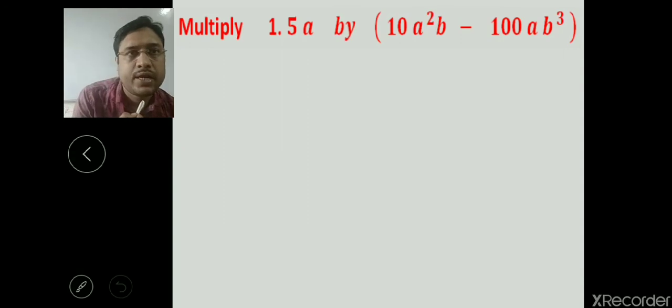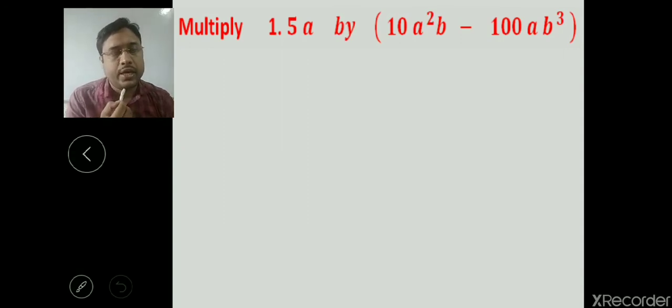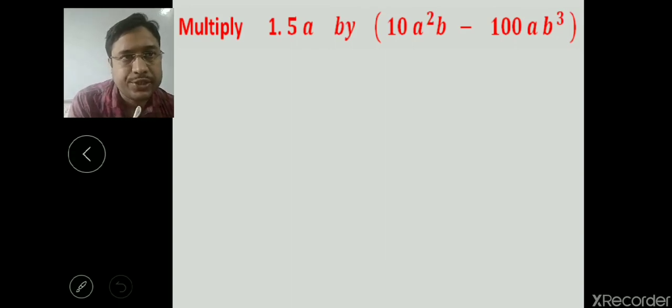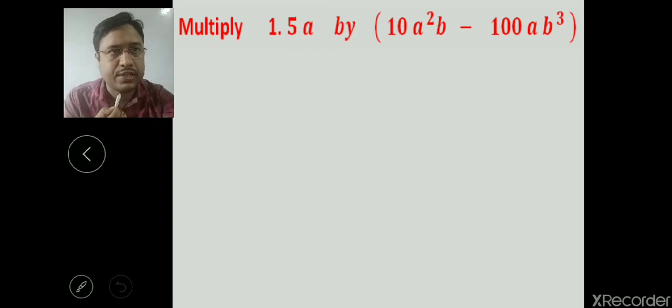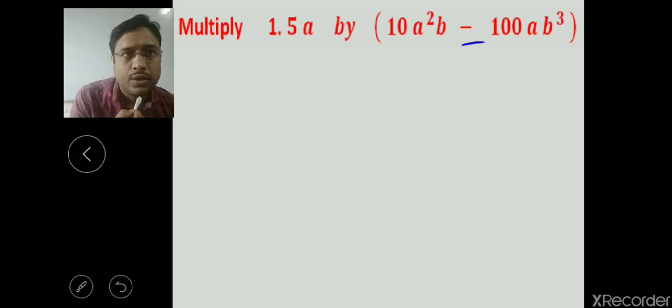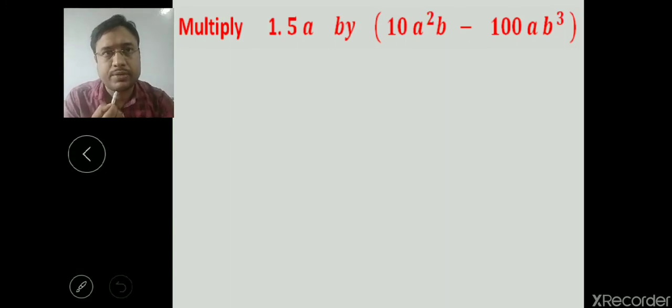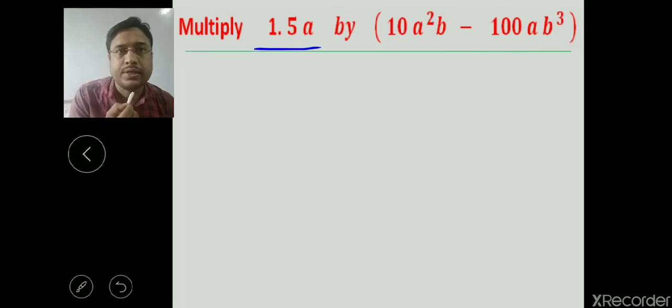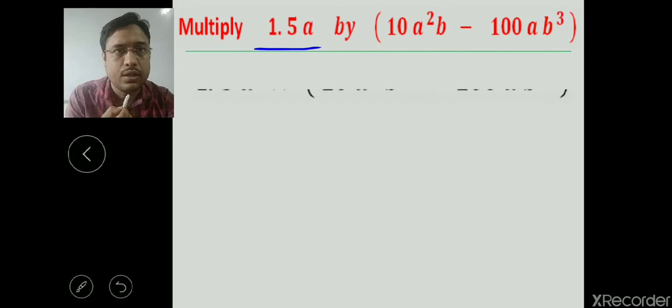Now one of the numbers I have taken is a decimal, 1.5a, and again this is the distributive law of multiplication over subtraction, because here the sign in between is minus. In the binomial you can see the middle sign is minus. Here the starting monomial I have taken is the decimal 1.5a. So using the same rule you can multiply, distributive law of multiplication over subtraction.